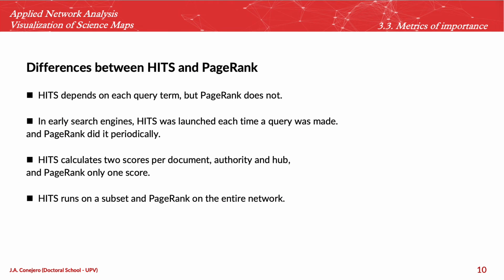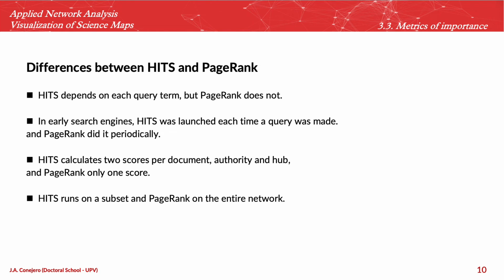The differences between HITS results and PageRank are the following. HITS was also an algorithm designed with the birth of the web browsers, and it depended on each query term, but PageRank did not. The other thing is that HITS was launched each time a query was made. The good thing about PageRank is that it was computed periodically, but once it is computed, it lasts for some time. Also, HITS calculated two scores per document, authority measure and hub measure, and PageRank only one. And HITS runs on a subset and PageRank on the entire network.